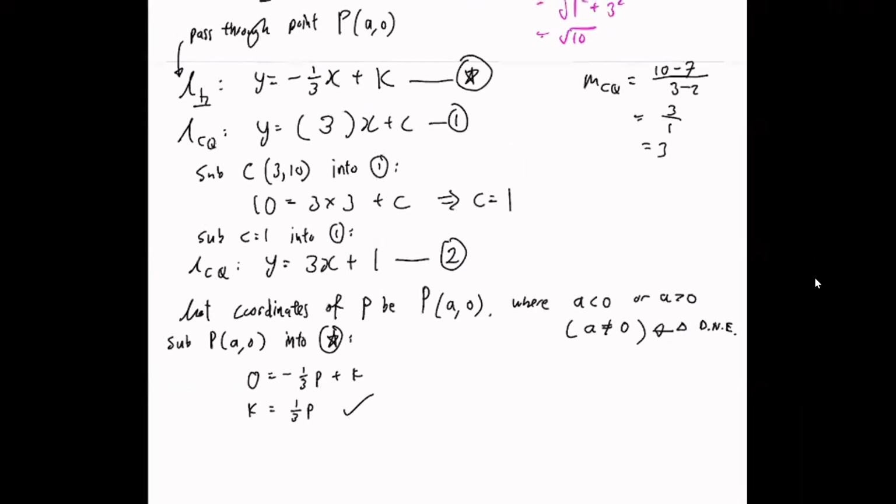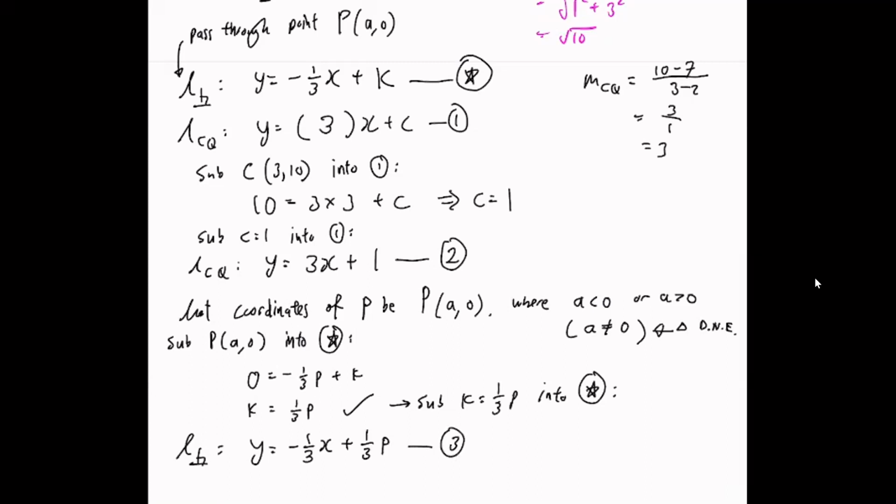Then once we have the k, we can sub this k back into star, which means that we will obtain y equals negative 1/3 x plus 1/3 a. Is that okay? Good. Can I just call this 3? Okay, I'll call it 3. So therefore, we have line CQ and the line perpendicular.